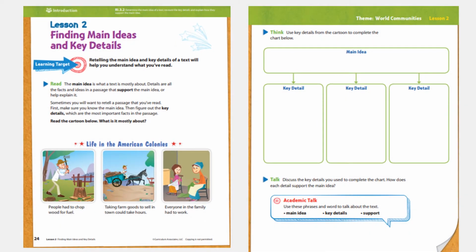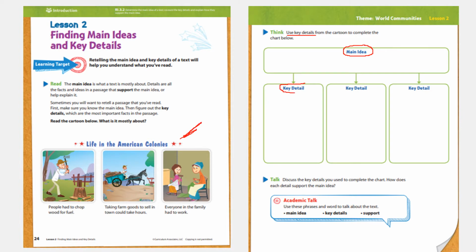Now let's look at the page next door on page 25. We're going to fill in this chart using the information from these pictures. So the first blue arrow at the top with the green word think says, use key details from the cartoon to complete the chart below. It's asking us to find the main idea. So what are these pictures mostly about?